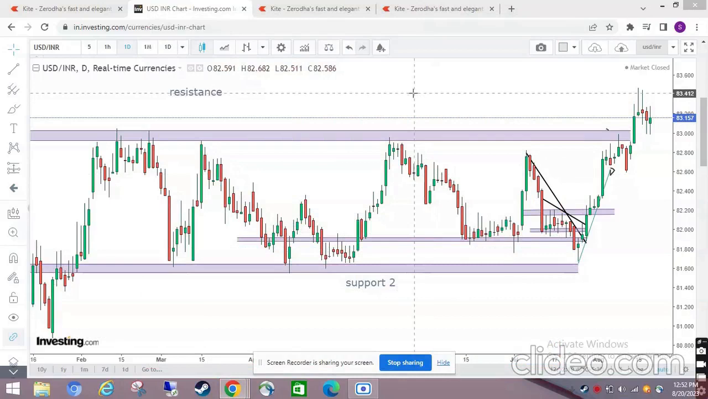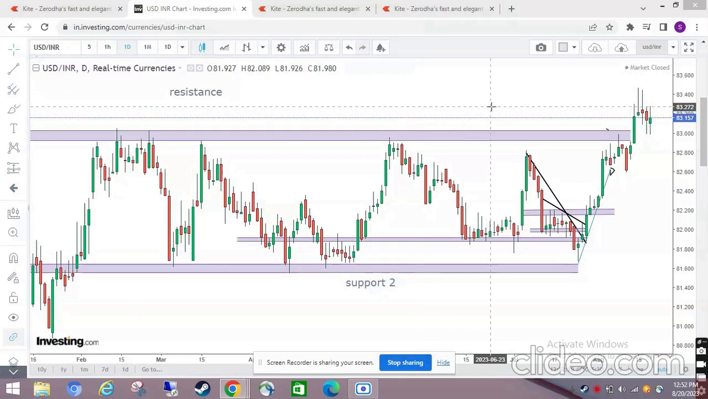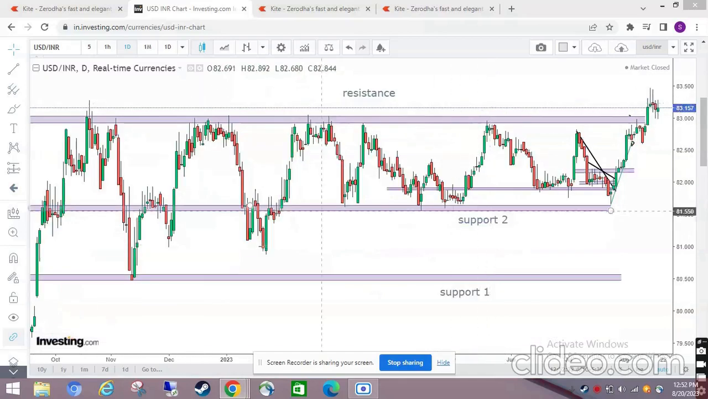We are recording this on a Sunday, and today we'll do a complete analysis of rupee dollar, USDINR. We'll look at both the technical as well as the fundamental part of it, and I'll give you a complete analysis. You can take the trade for tomorrow as well as for the next week. So let's start with the basics.